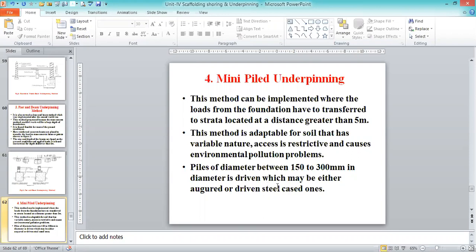Piles of diameter between 150 to 300 millimeters are driven, which may be either augured or driven steel cased ones. Like boring, how we are going to do it here, the driven piles. Depths greater than 5 meters are restricted, so we cannot go for the piers. Driving of the piers is not going to be possible. So then we are going for the piling. Piling has to be done, or the mini piles we are going to do.